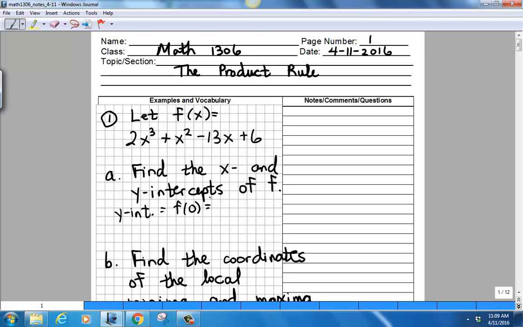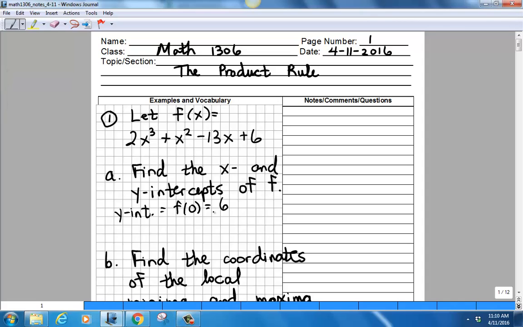And that's real easy to calculate in this formula, because if you plug 0 in for x, what's going to happen here? All these terms will disappear, and you'll just get left with 6. So you know very easily that the y-intercept is 6. That's where this graph crosses the y-axis, at 6 on the y-axis.